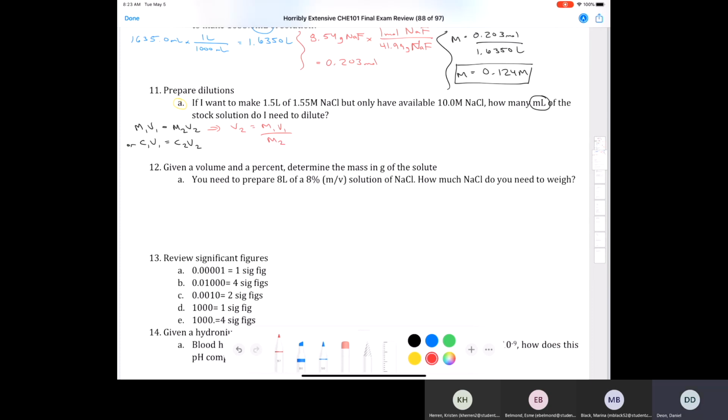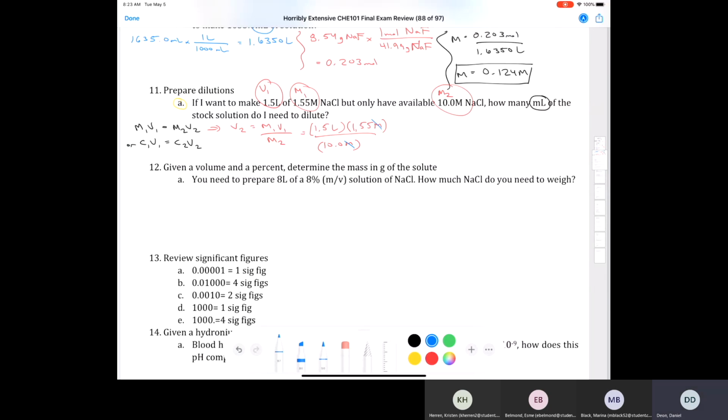And the way that I will do this is I will call this my M1, the 1.55 molar. I'll call this my V1, and then I'll call this my second molarity, like that. So I'll plug in all the numbers. And of course, we're going to end up with liters, aren't we? So 1.5 liters multiplied by 1.55 molar. And then we're going to divide that by 10.0 molar. You can see that the units for concentration cancel out.